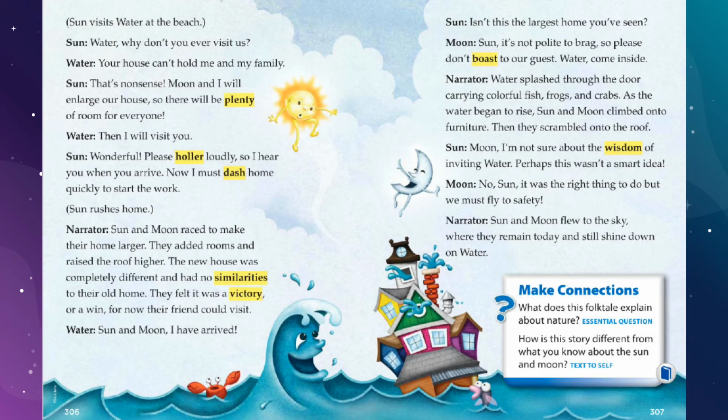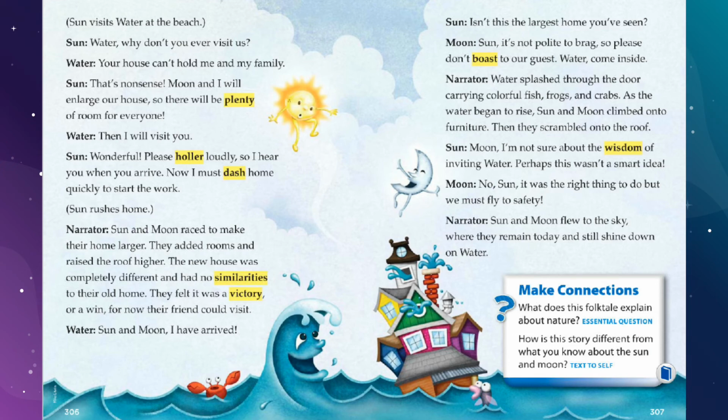Water. Sun and Moon, I have arrived. Sun. Isn't this the largest home you've seen? Moon. Sun, it's not polite to brag, so please don't boast to our guests. Water, come inside. Narrator. Water splashed through the door, carrying colorful fish, frogs, and crabs. As the water began to rise, Sun and Moon climbed onto furniture. Then they scrambled onto the roof.